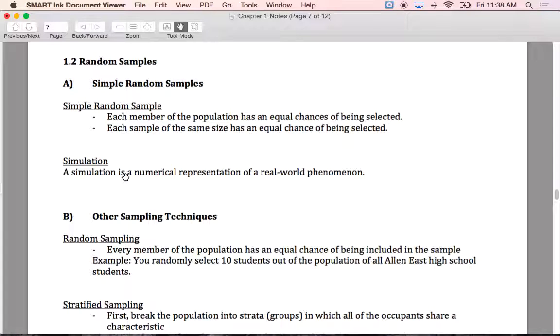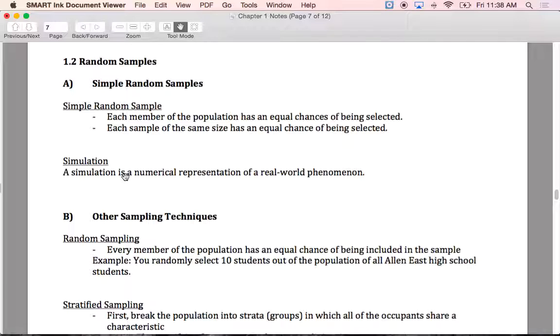In 1.2, we're looking at random samples. So first off, a simple random sample is one where each member of the population has an equal chance of being selected. Each sample of the same size has an equal chance of being selected. So everything has an equal chance of being selected.